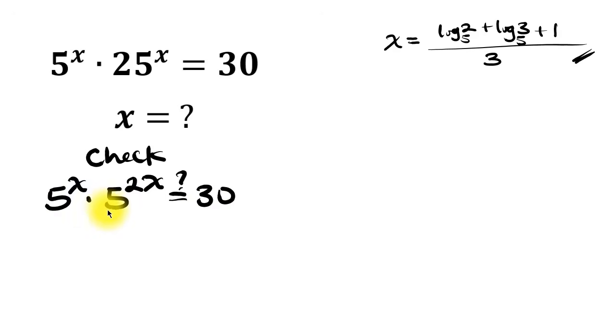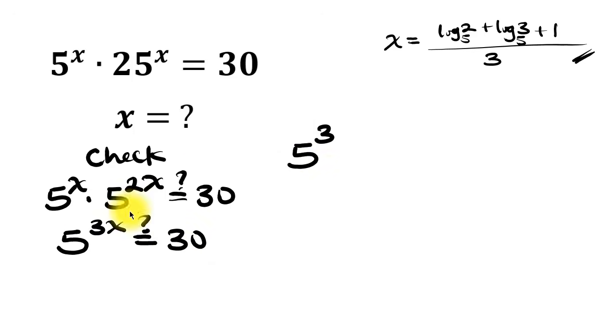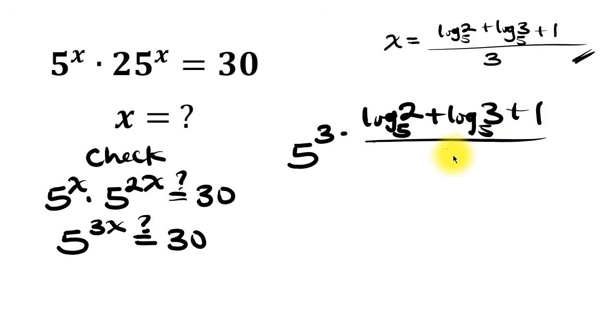Now we know that from indices, we can just write one of the bases and then add the powers. x plus 2x is 3x. This is equal to 30, where we are checking. Now we're going to be substituting our value of x here to see if we're going to be having 30. So we have 5 to the power of 3 times x. What is x? x is log base 5 of 2 plus log base 5 of 3 and then plus 1 all over 3. You see that?